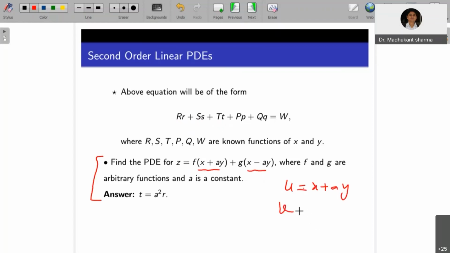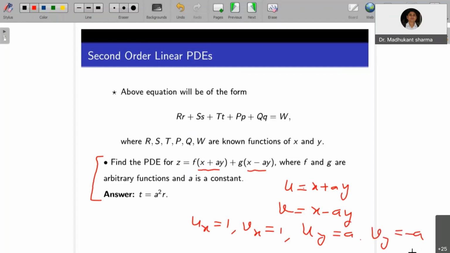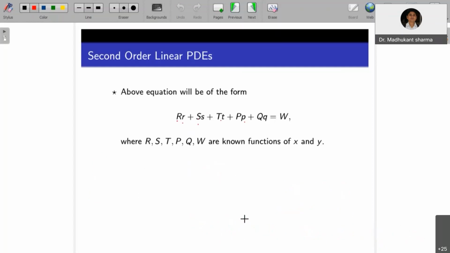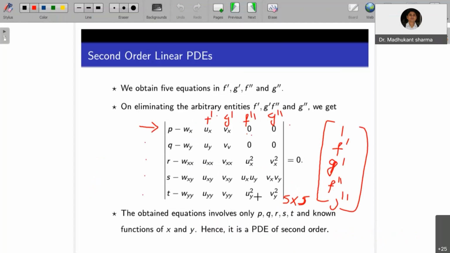V is known to you, x minus ay. So from here you can find ux is 1, vx is 1, uy is a, vy is minus a, and you know uxx is 0, vxx is 0, uyy is 0, vyy is 0, uxy is also 0. So you have all the information and you can substitute here.